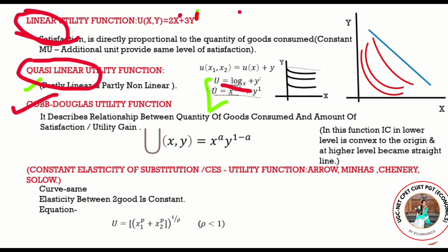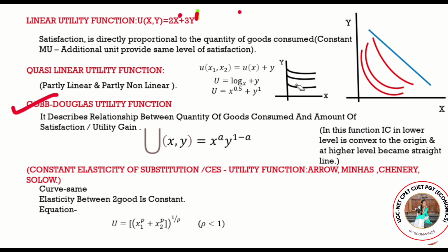So next, Cobb-Douglas utility function. It describes the relationship between the quantity of goods consumed and the amount of satisfaction or utility gained. Here the common thing is that the powers of bundles x and y together equal 1. Let's say if the power of x is alpha, then the power of y will always be 1 minus alpha. If we represent the Cobb-Douglas utility function with the help of the IC curve or indifference curve, then at higher level it is a straight line, but at lower level it is convex to the origin.